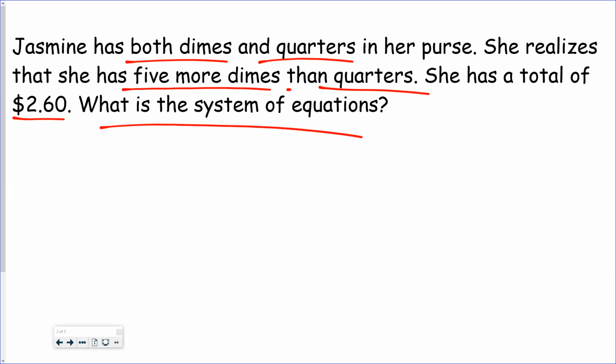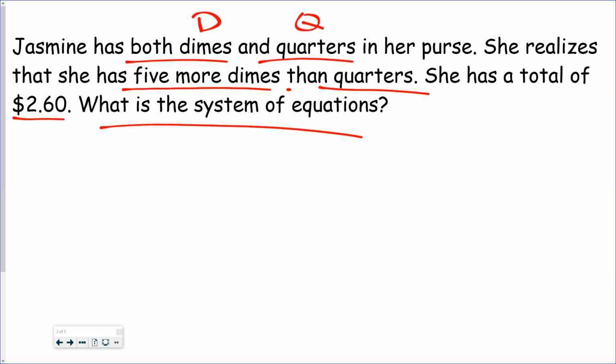First thing that I need to make sure I know is what I'm going to identify as my variables. Well, I don't know how many dimes I have. I don't know how many quarters I have. So I'm going to make dimes D and quarters Q. Those are going to be my 2 variables.